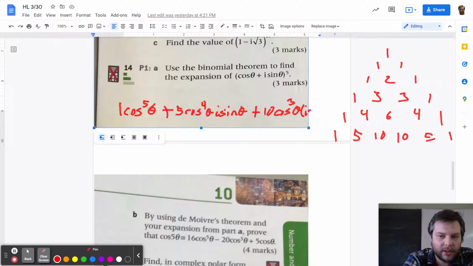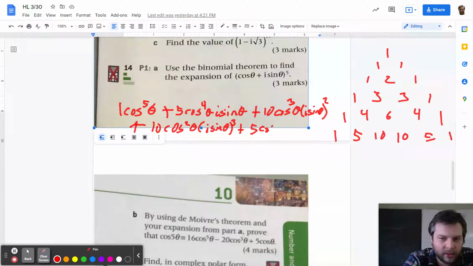I'm going to be careful here. i sine theta is squared. I'm going to roll down to the next line. Plus 10 cosine squared theta, i sine theta to the third. Plus 5 cosine theta, i sine theta to the fourth. Plus 1 more i sine theta to the fifth.